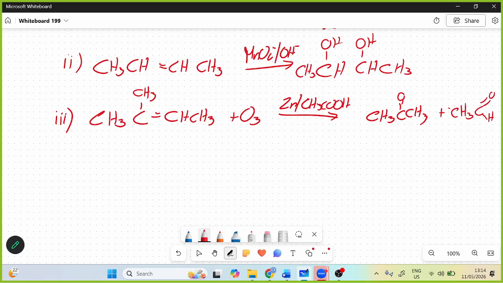For the second one, it's going to be similar, but instead of ethanal, you're going to get methanal.